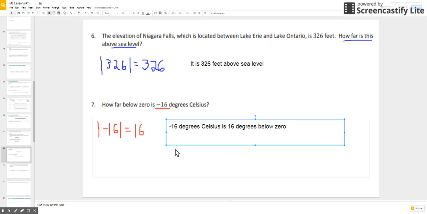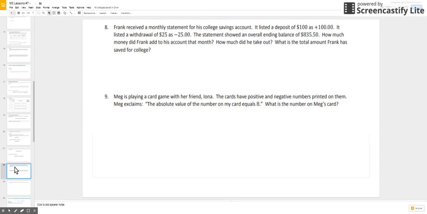All right, so let's go over one more situation. Number 8. Frank received a monthly statement for his college savings account. It listed a deposit of $25 as plus 25, a deposit of $100 as plus 100, and a withdrawal of 25 as -25. The statement shows the overall ending balance of $835.50. How much money did Frank add to his account this month? How much did he take out? And what is the total amount Frank had in savings? So what they're asking us to do is take each situation. How much did he add?